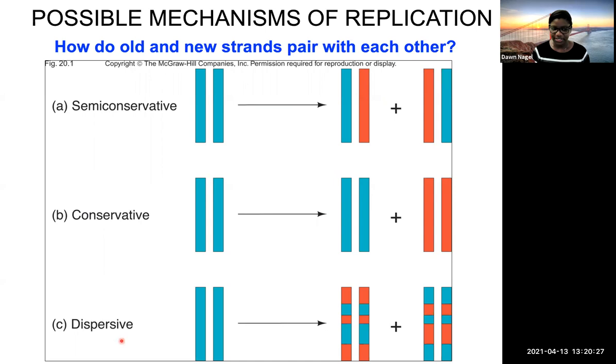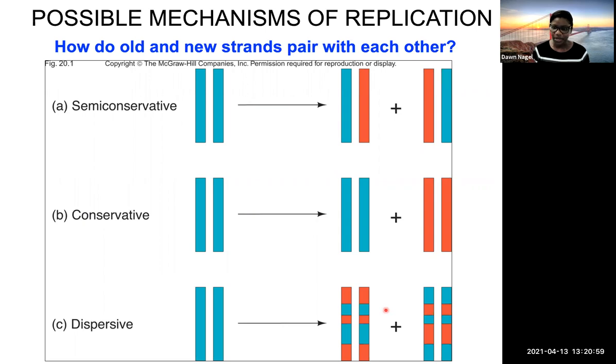The other option is dispersive, where you start with this double strand, and somehow, instead of the strands being separated, fragments of this strand anneal to each other. So pieces of it get synthesized, you have an old strand, and you have another piece of new strand, and then you have an old strand. So this was also a possible mechanism. We didn't know at the time which of these 3 mechanisms was correct.